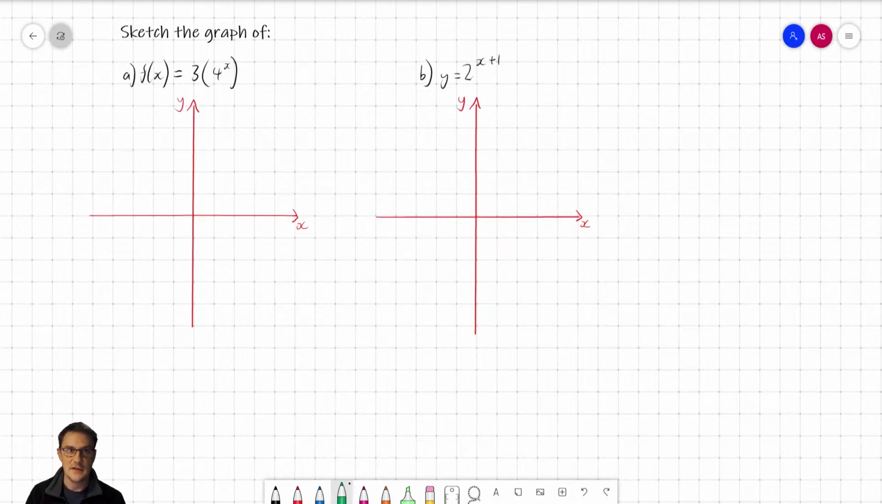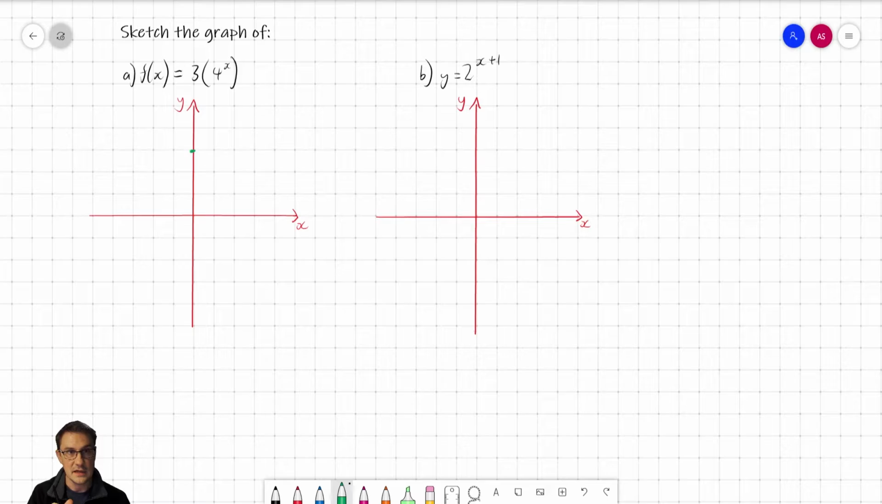One of these is that the 3 out in front is going to affect where the y-intercept is. So what's going to happen here, if x equals 0, 4 to the power of 0 is going to be 1, but we're going to multiply it by 3. So it's going to shift it up, so it's actually going up a bit quicker. Now, in addition to this, it's also going to make it a little bit steeper.